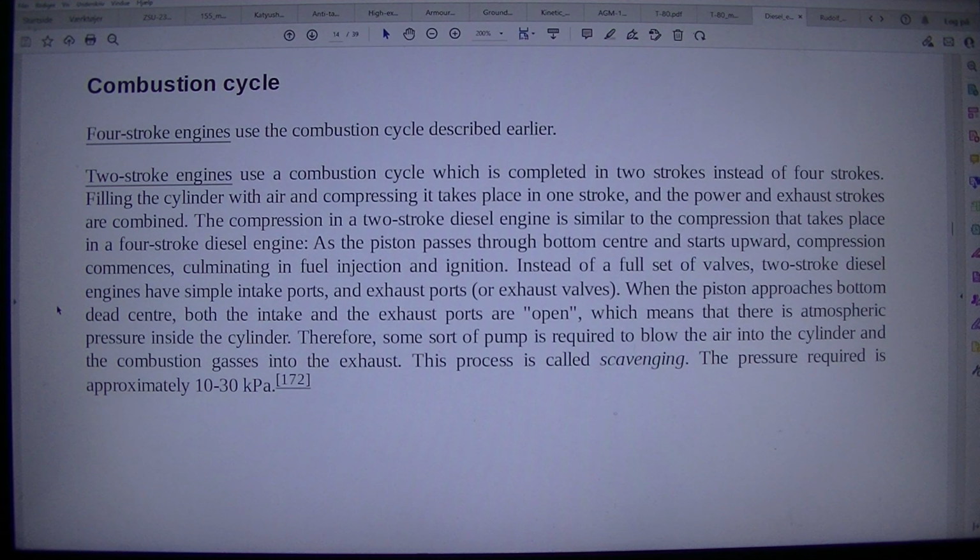Instead of a full set of valves, two-stroke diesel engines have simple intake ports and exhaust ports, or exhaust valves. When the piston approaches bottom dead center, both the intake and the exhaust ports are open, which means that there is atmospheric pressure inside the cylinder. Therefore, some sort of pump is required to blow the air into the cylinder and the combustion gases into the exhaust. This process is called scavenging. The pressure required is approximately 10 to 30 kPa.